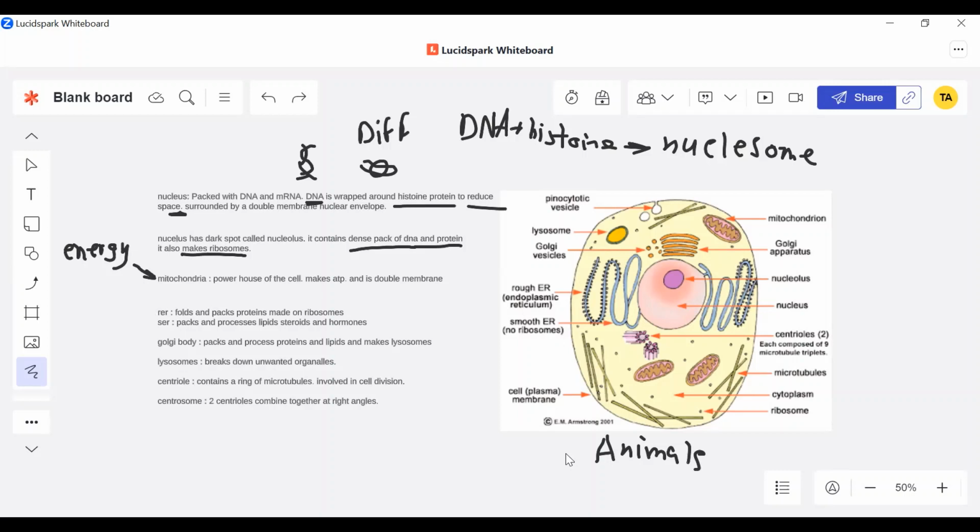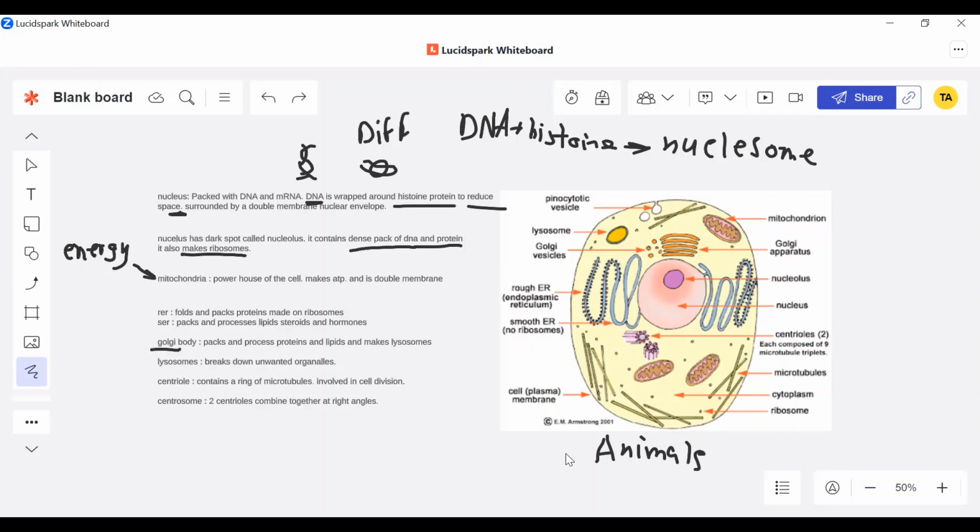And right next to the RER, you will find another organelle, which is very similar to this rough endoplasmic reticulum, and it's called the smooth endoplasmic reticulum, or SER. So the SER has no ribosomes. That's why it's smooth. And its role is that it will pack and process lipids, steroids, and hormones. That's all you need to know about SER.